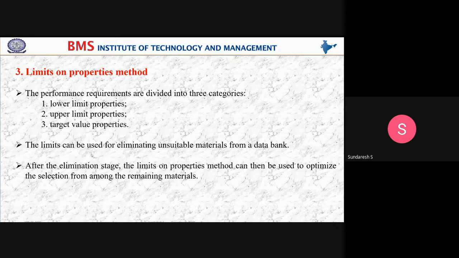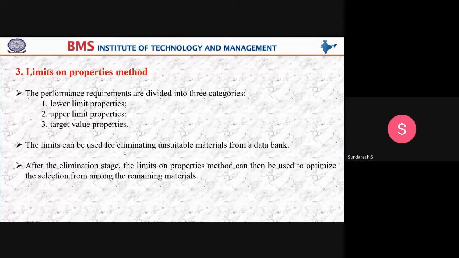The limits can be used for eliminating unsuitable material from a data handbook. So if you use the limits, definitely the unsuitable material will be eliminated from the data handbook. After the elimination stage, the limits on properties method can be used to optimize the selection from among the remaining materials. So based upon the performance requirements, we will divide the components into lower limit, upper limit, and target limit. Am I right?